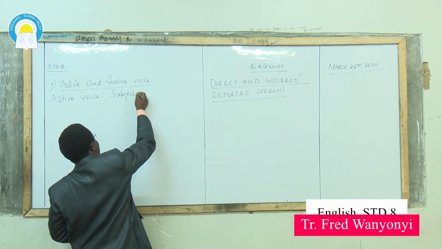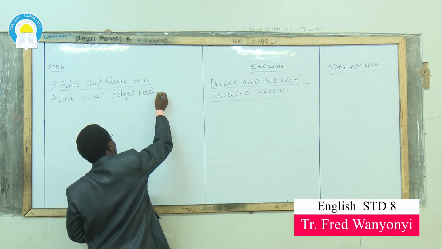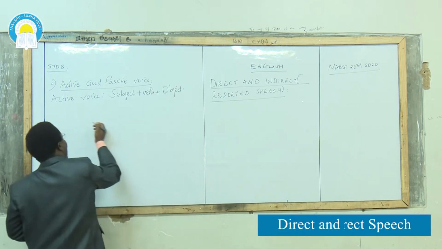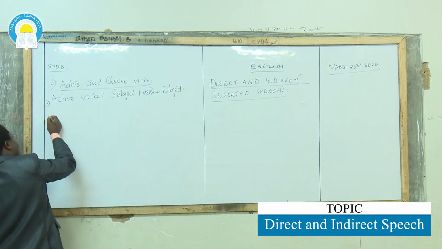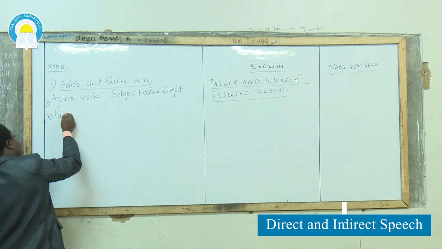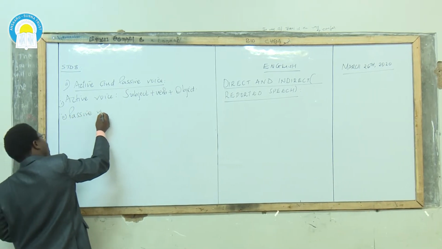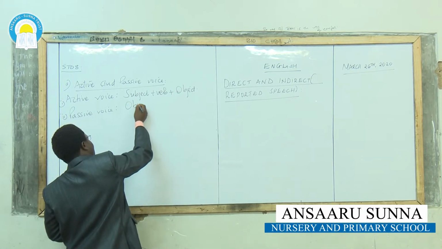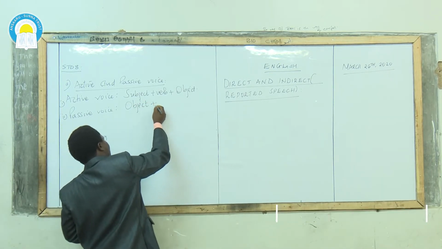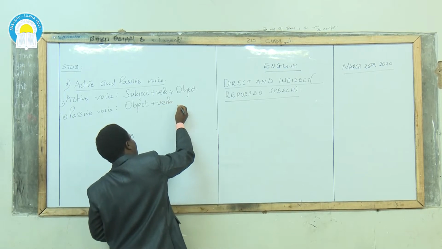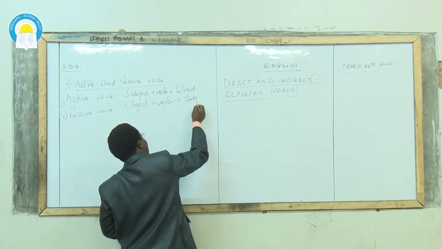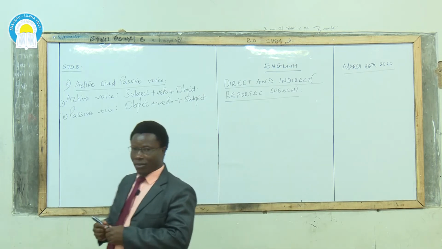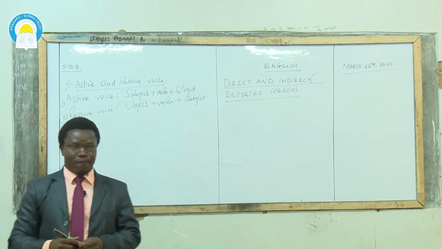subject followed by the verb and the object. However, a sentence is said to be in the passive voice if, in the reverse order, it takes the object followed by the verb and finally the subject. That's what we looked at last time.